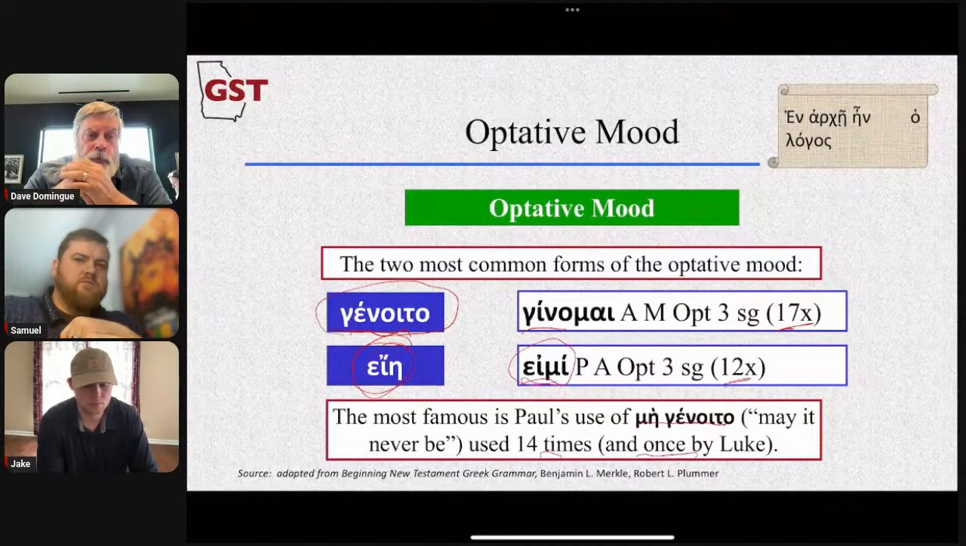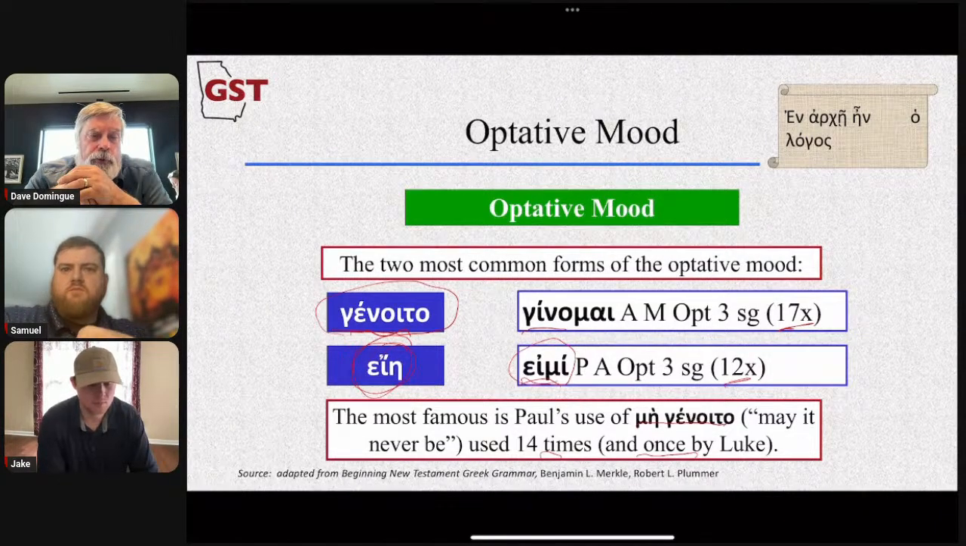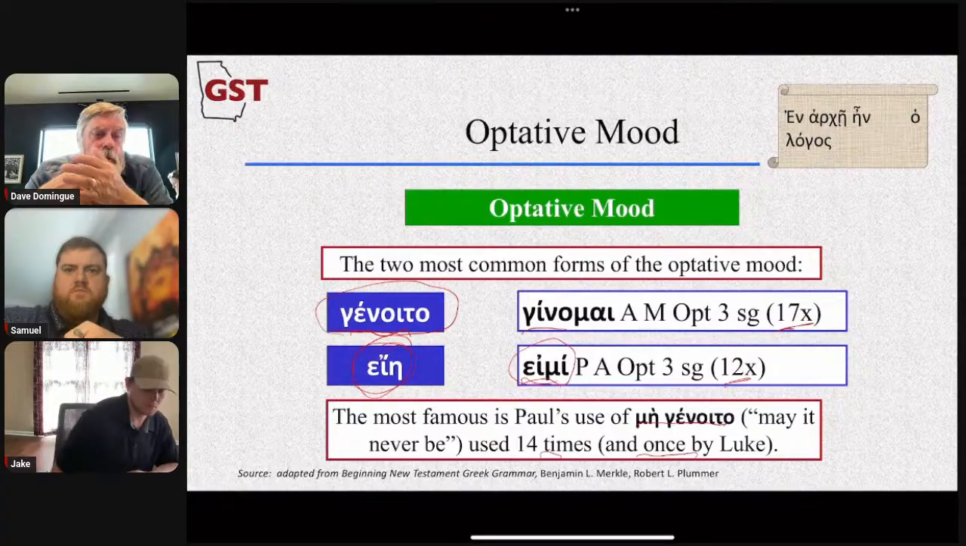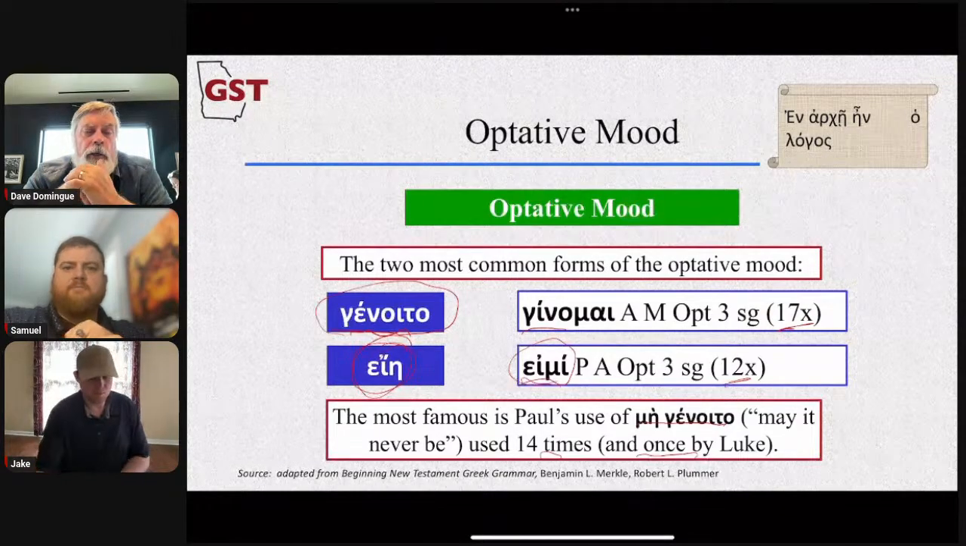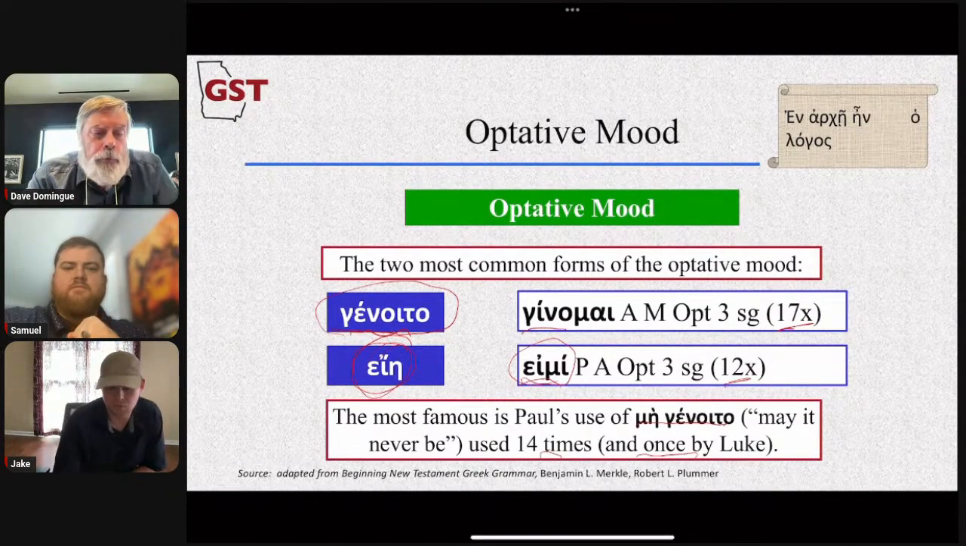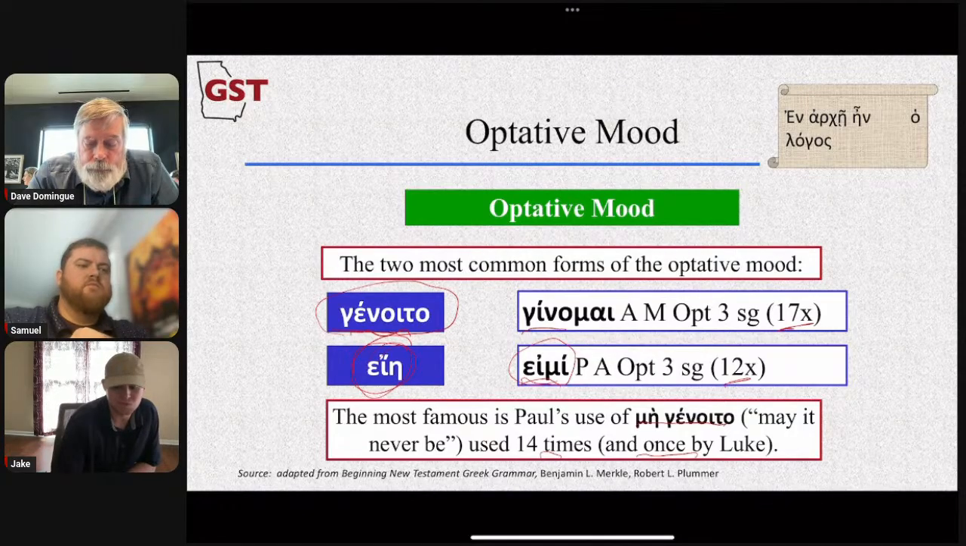It's not in the subjunctive because it's not like we might not continue in sin, but it's his desire or wish that we don't continue in sin. That's not what the law is portraying. So, okay, I get that now.